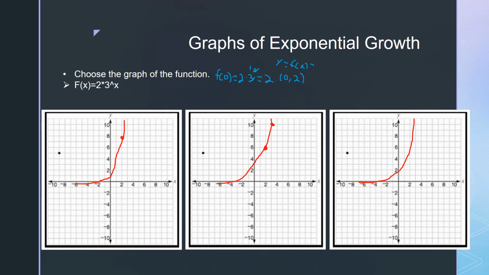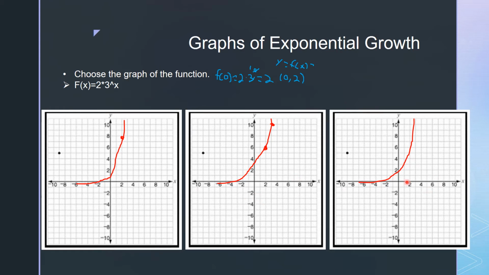So look at graph 1. Graph 1, we can eliminate right off the bat because it has a y-intercept of 1. Graph 2, we can also eliminate because it has a y-intercept of 3. Last but not least, we have graph 3, which has a y-intercept of 2. So this might be the correct answer, but first we need to double check that graph 1 and graph 2 are incorrect and graph 3 is the right answer.